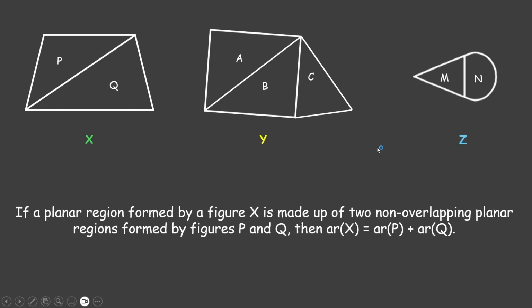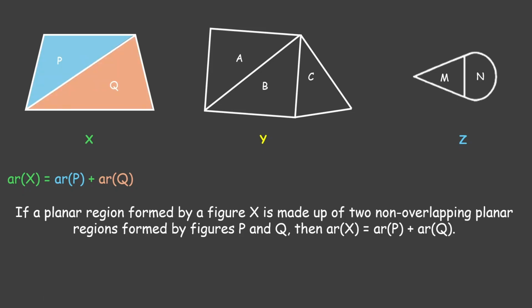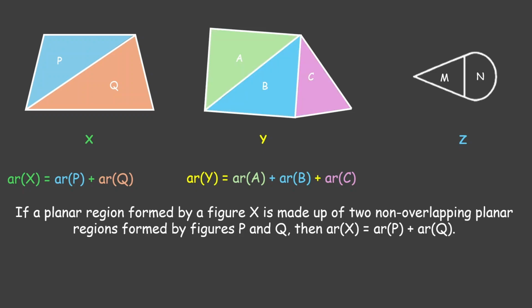If a planar region formed by a figure X is made up of two non-overlapping planar regions formed by figures P and Q, then the area of X is equal to the sum of the areas of P and Q. So over here, area of X is equal to area of region P plus area of region Q. Similarly, area of figure Y is equal to area of region A plus area of region B plus area of region C. Lastly, area of figure Z is equal to area of region M plus area of region N.